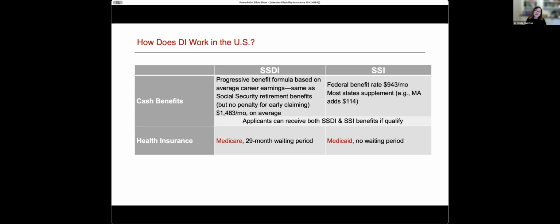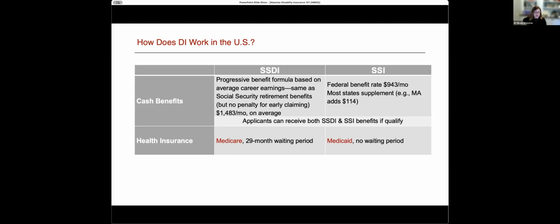Now, applicants can receive both SSDI and SSI at the same time. In fact, they are all evaluated for both programs when someone applies. So it doesn't really matter. You don't have to apply for one and then not be considered for the other. It will just be checked if you might qualify for SSI, and that would be on the basis of having very low earnings and assets. We'll go over that in a moment.